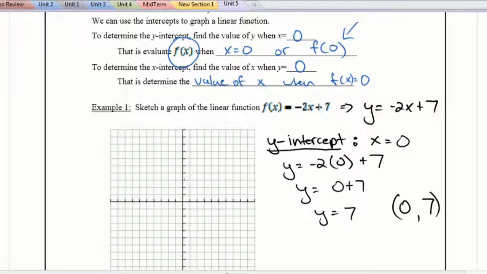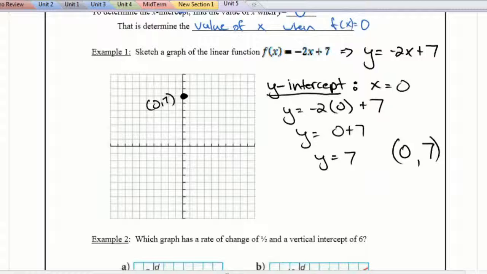1, 2, 3, 4, 5, 6, 7. I'm going to put that point on my graph right there. And that is (0, 7). That is my y-intercept. That is where my graph crosses the vertical axis. So that's 1 point. I can't plot a line yet with 1 point. I need 2.